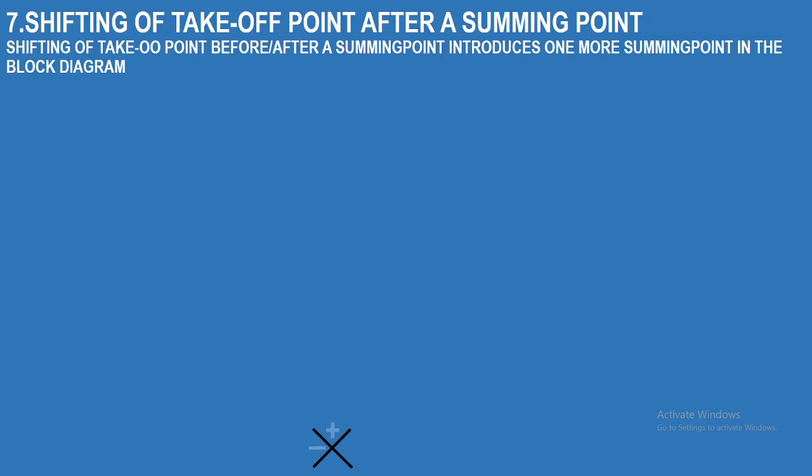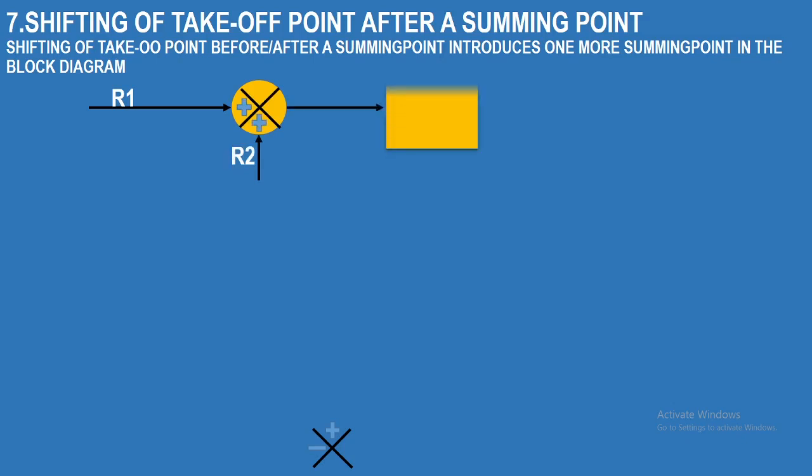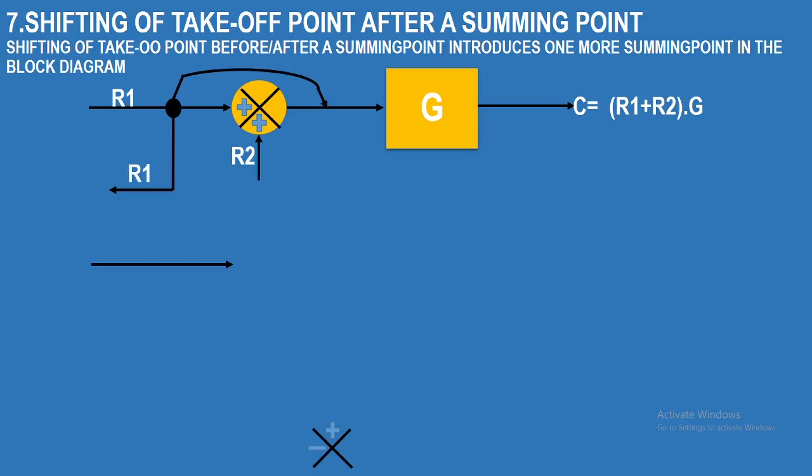Whenever you want to shift a takeoff point after a summing point, let us consider the diagram here. I have the summing point, then you will have the G, then you will have a takeoff point here. You are going to shift the takeoff point here. So now what are the changes? See here, the takeoff point output will be R1 only. So the final output will be C is equal to R1 plus R2 only.